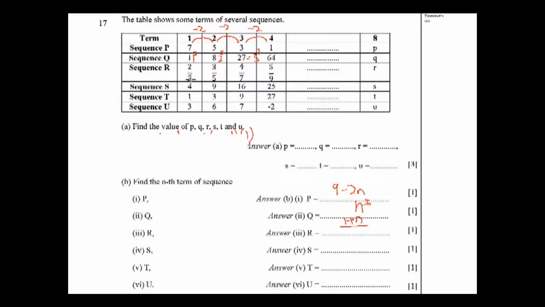Now let's work out the denominator. The denominator is also a linear sequence where the first term is equal to 3. So 3 plus (n minus 1), and the common difference is positive 2. We expand and simplify this, we get 3 plus 2n minus 2. So it is equal to 1 plus 2n. So the denominator for the nth term of R is 1 plus 2n.